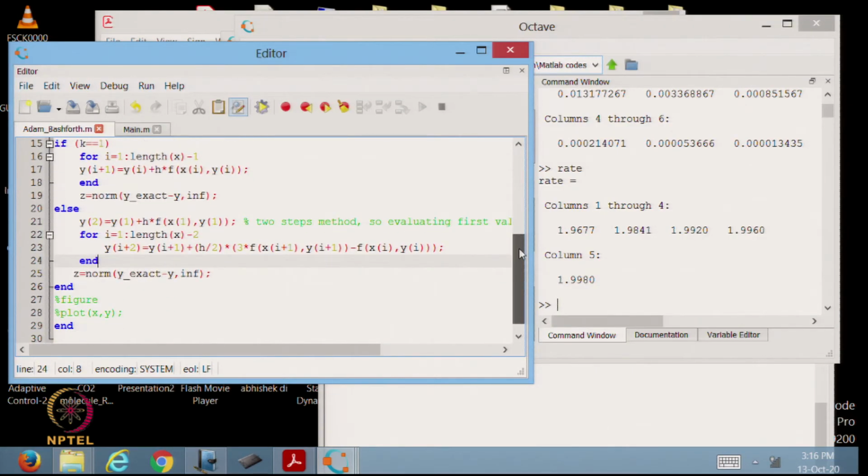Because these methods are not self-starting, you have to be very careful in choosing the method when you are going for some initial approximation, like how you are going from y0 to y1. And if it is more than a 2-step method, then you have to compute y2 also, because you can start only from y3. That is the nature of multi-step algorithms.